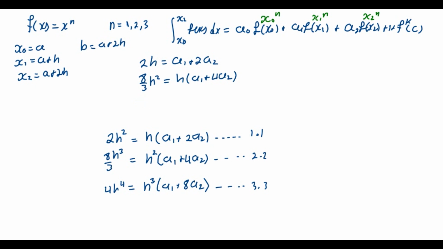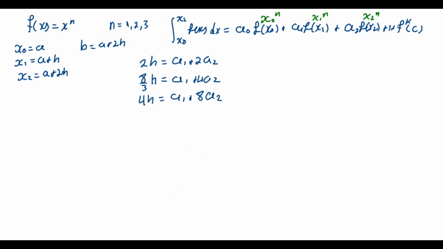No. For the previous one, I've actually made a mistake. This is just going to be equal to... since you have a 2 and you have a 3 here, the one with a 2 is going to go through, just remain with h here is equal to a1 plus 4a2. Similar to this one, you're just going to have 4h is equal to a1 plus 8a2. So what you do here is that these are our three equations.